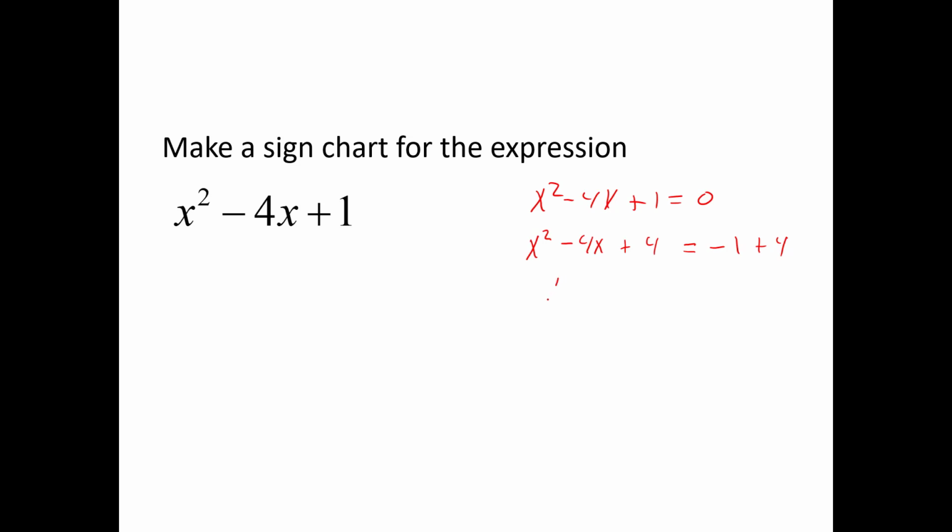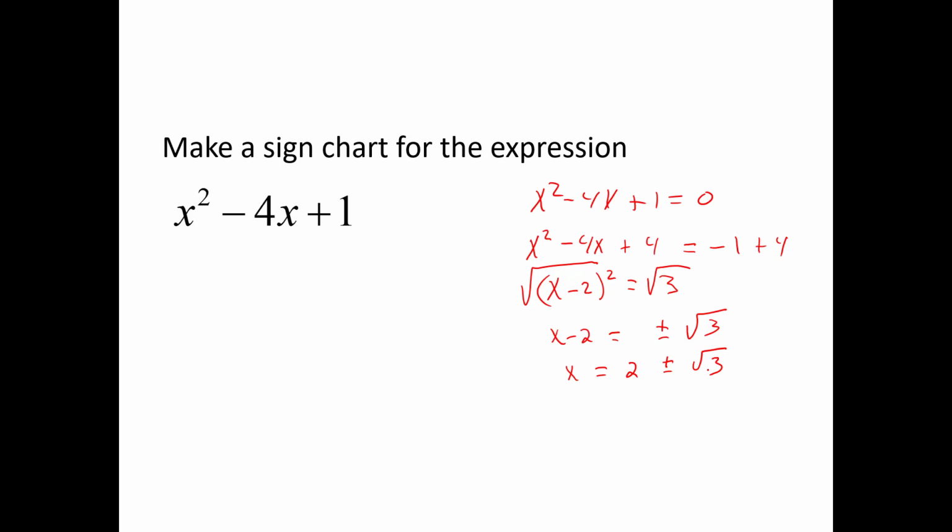So then we factor this. This is x minus 2 squared. And then over here we have 3. Then we can square root. When you solve with the square root, do not forget that there is always a plus or minus. So this is plus or minus the square root of 3. And so then your zeros, the numbers that make your expression 0, are 2 plus or minus the square root of 3.